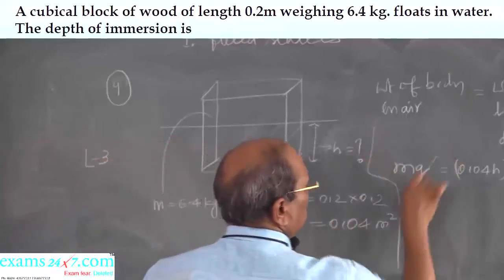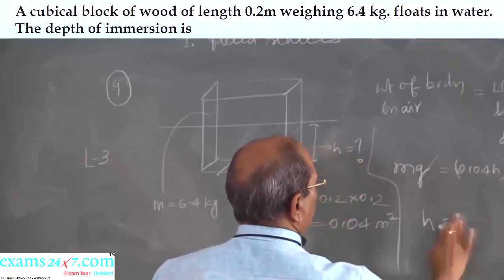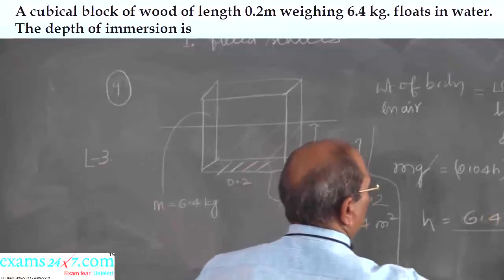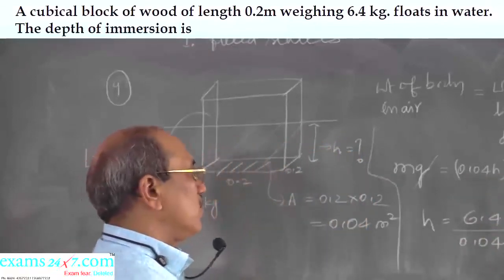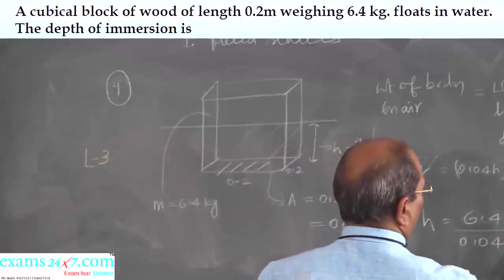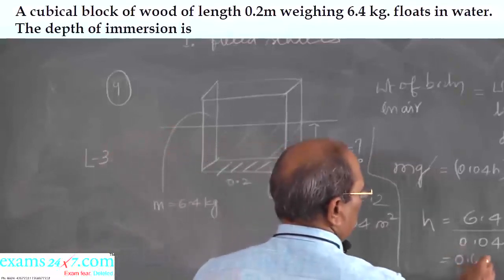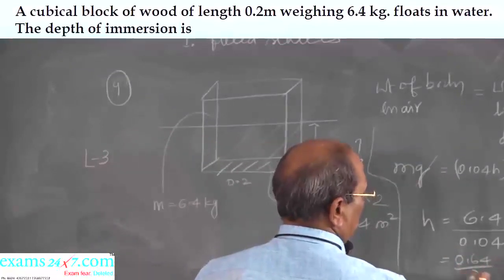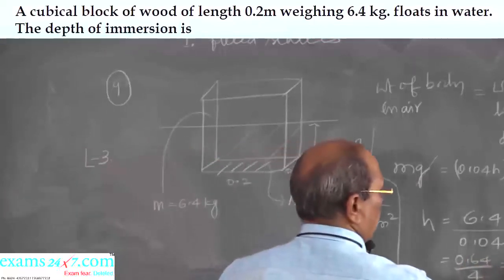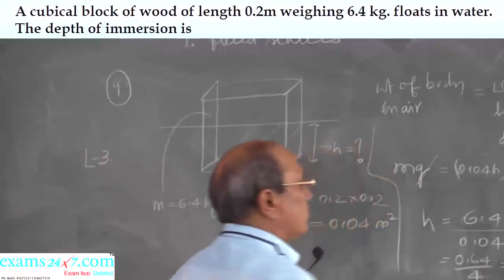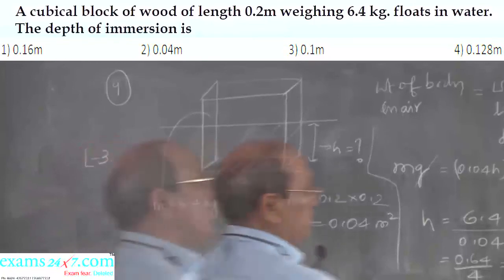Now in the solution G cancels. You want H. This M is 6.4 divided by 0.04 into 10 power 3. This makes 0.64 by 4 equal to 0.16 meter. So your option is the first one.